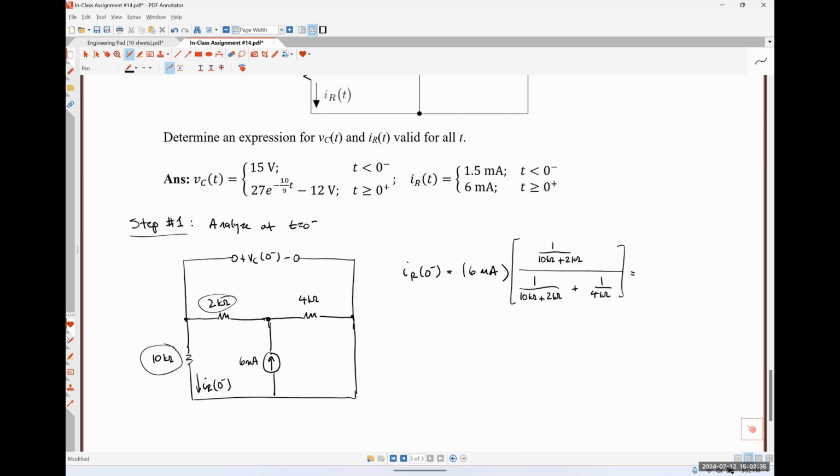So let's see, that's 1/12 over 1/12 plus 3/12. So that's 1/4. So 6/4 is 1.5 milliamps, or 3/2 of a milliamp. Okay. Anybody have any questions, comments, or concerns about how I applied current division there, or maybe why I can apply current division there?